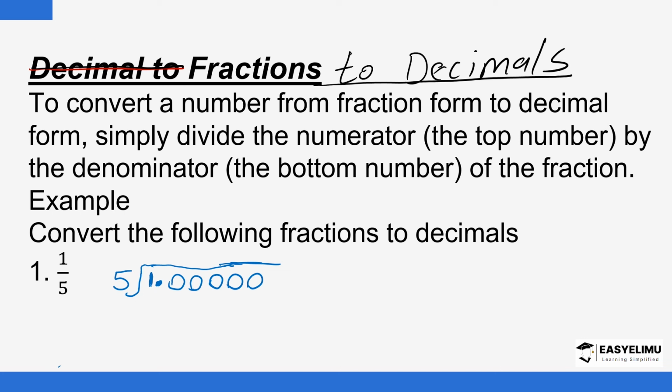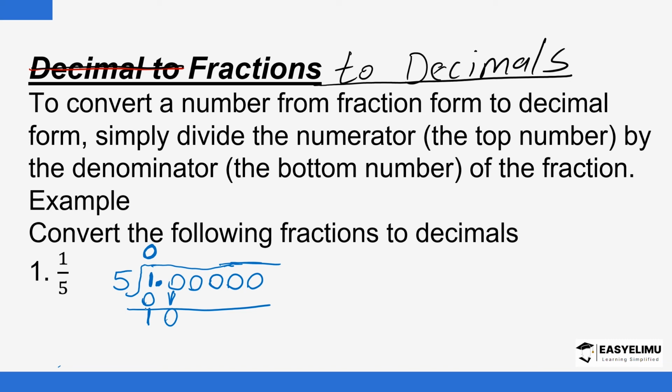Now, if you try to divide 1 by 5, that is not possible. So you write 0 on top of it. Then 0 times 5 is 0. Then 1 minus 0 is 1. Then you drop the next 0 here. Remember, we are simply dividing the numerator by the denominator. The rule to convert a number from fraction form to decimal form is to simply divide the numerator by the denominator, like we're doing here.